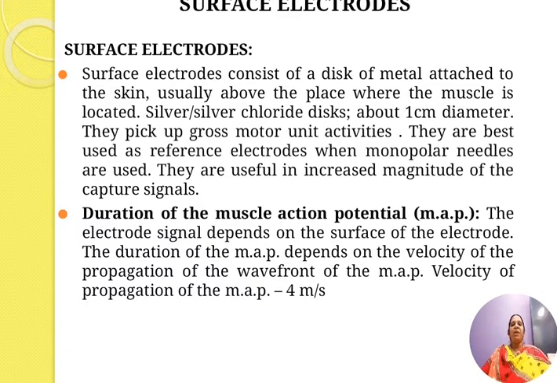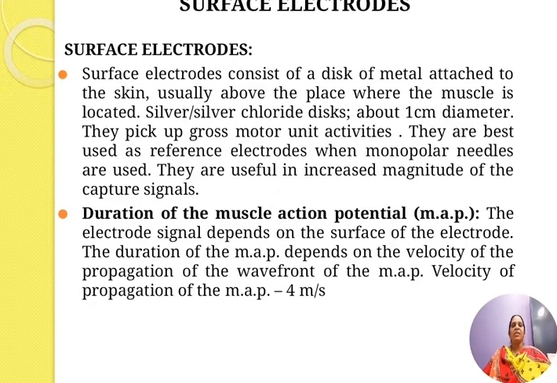So, the duration of muscle action potential. The electrode potential depends on the surface of the electrode. The duration of the MAP depends on the velocity of the propagation of the wavefront of the MAP, and the velocity of propagation is about 4 meters per second.